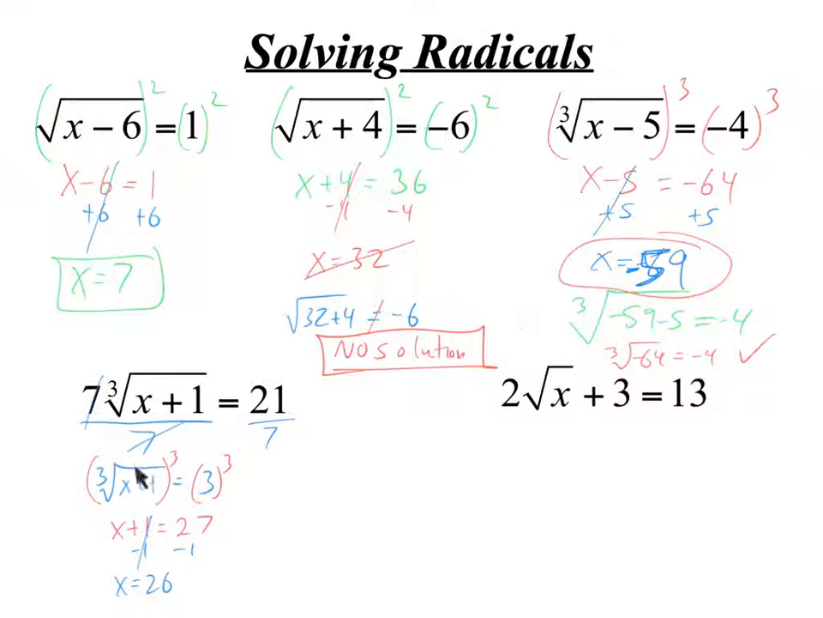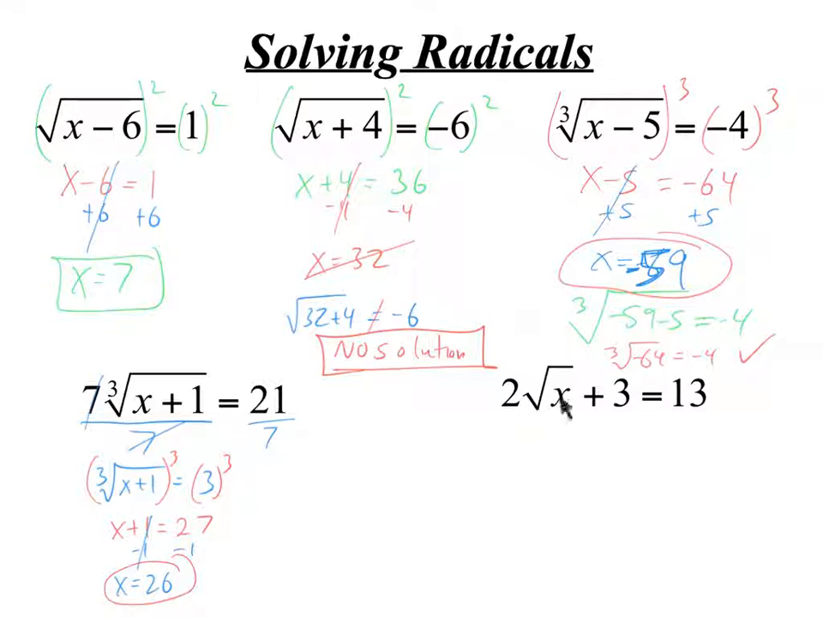Now, if I plug 26 right there, 26 plus 1 is 27. The cube root of 27 is 3. 7 times 3 is 21. My check is good. Do I have to write the check? No, I could do it just by looking at it. The check does not have to be written.